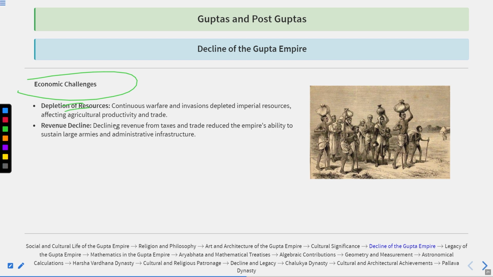Economic challenges. Depletion of resources: continuous warfare and invasions depleted the imperial resources, affecting agricultural productivity, trade, and then the revenue declined. That reduced the empire's ability to sustain a large army and other things.